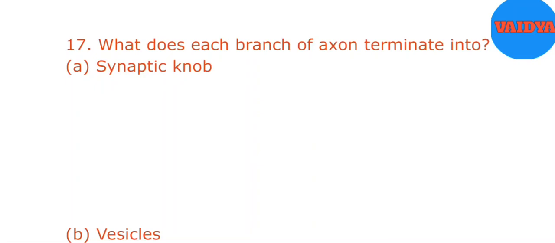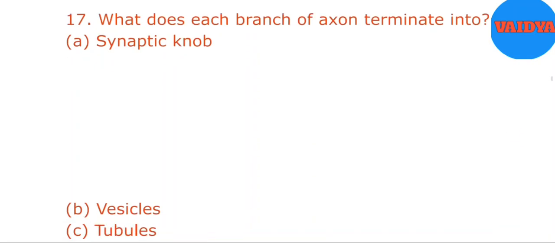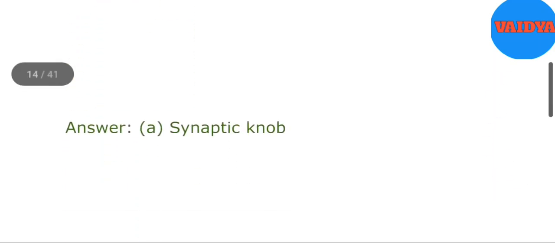17. What does each branch of axon terminate into? A. Synaptic knob. B. Vesicles. C. Tubules. D. Another cell. Answer A. Synaptic knob.